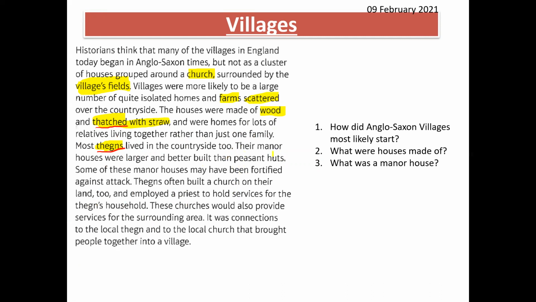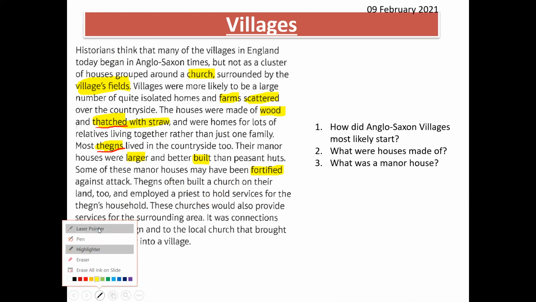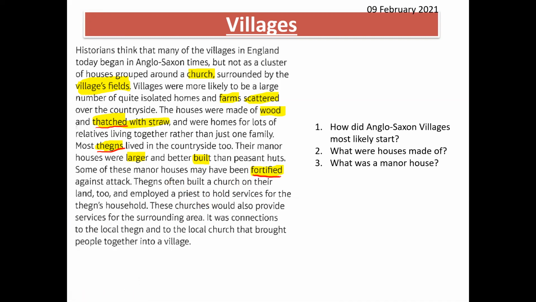So thanes lived in manor houses, which were larger and better built than the peasants' huts. Generally, at that time, most buildings were built with wattle and daub, so they were essentially bendy sticks that were woven together, and then mud and all sorts of stuff was slung on the outside. Some of these manor houses may have been fortified. Again, key word. If you don't know what that word fortified means, you need to look it up.